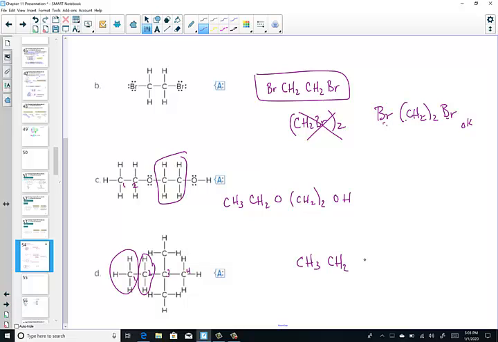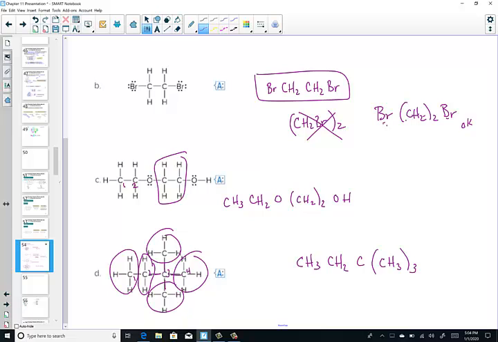Carbon number 3 has a carbon, but it's also attached to all other carbons, so there's no hydrogens on it. But I do notice that the 3 attachments are all identical, that I've got 1, 2, 3 identical groups attached to carbon 3. They're all CH3 groups. So we would write that as CH3 taken 3 times.